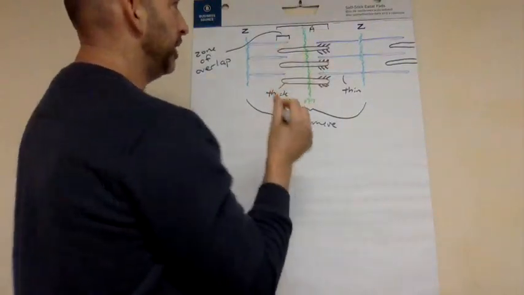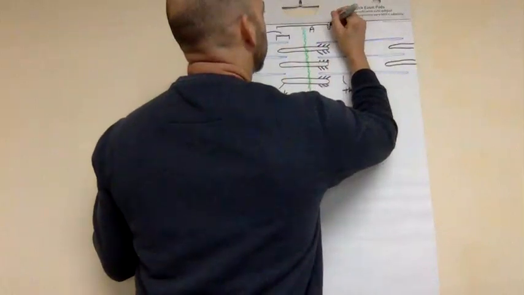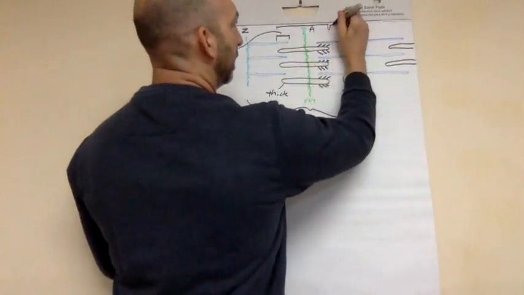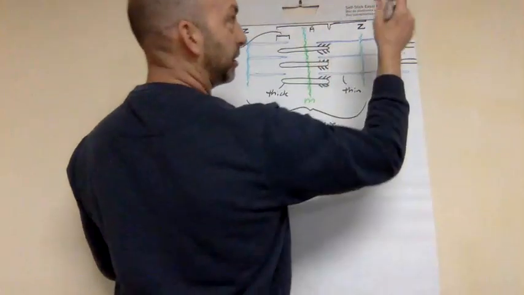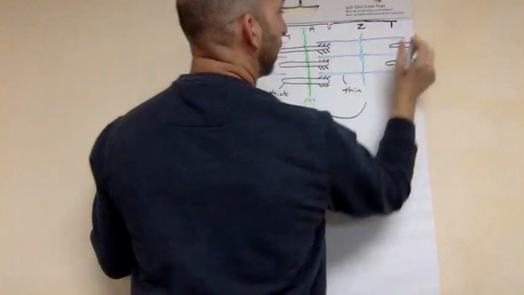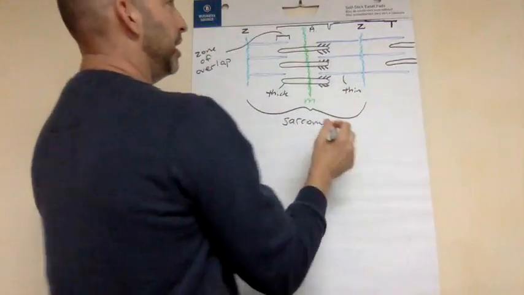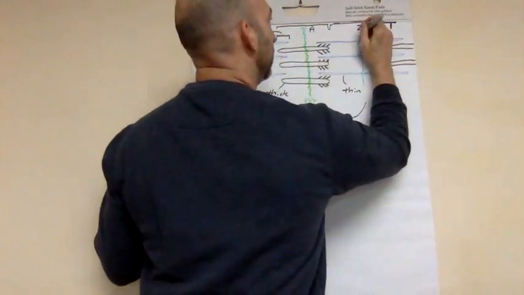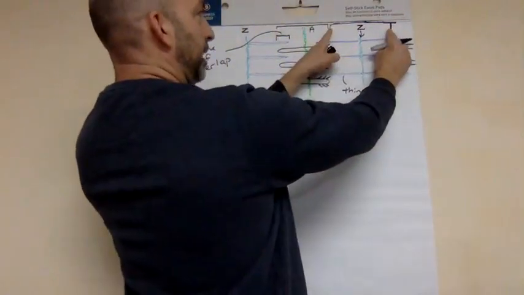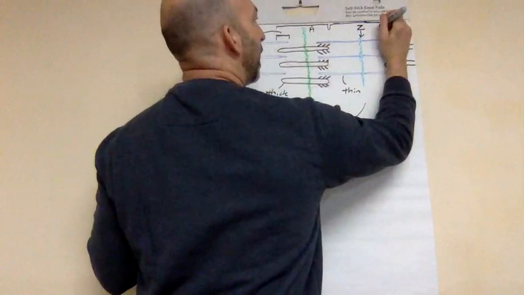And then you have this region from where the zone of overlap ends, and you go over the Z line into the next sarcomere, right? And it stops right about there, right where the next thick filament starts. And again, now remember, this is the Z line. I'll screw up our labels here. But this space is the I band.